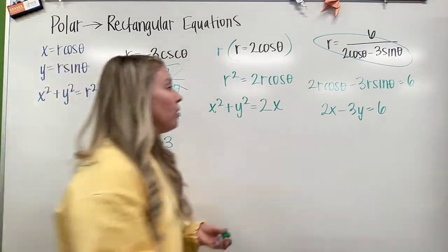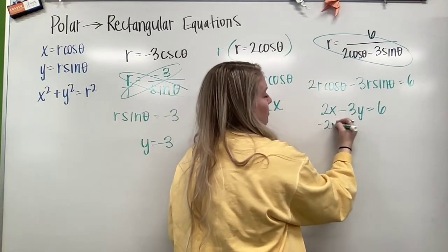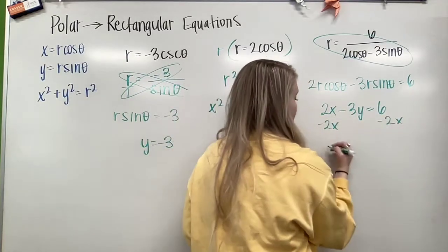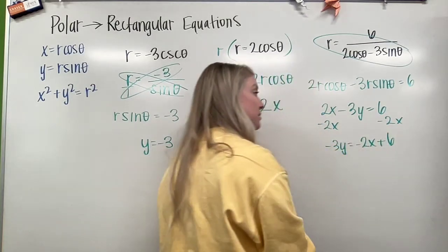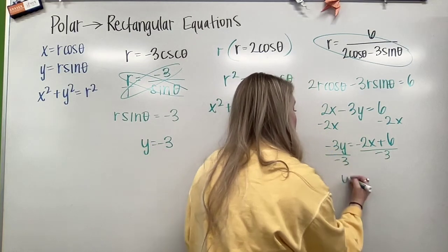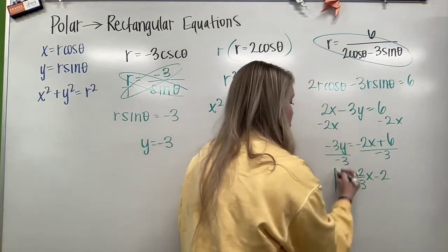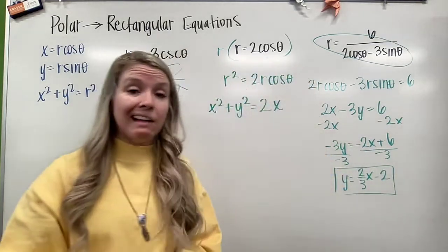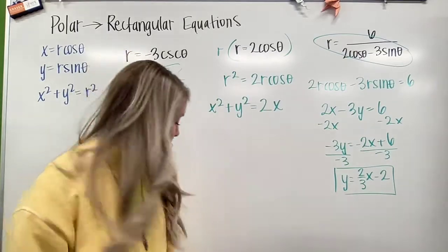Again, for example, we're used to seeing y equals. So I could go ahead and minus my 2x over. So -3y equals -2x plus 6. Divide by -3. So y equals 2/3 x minus 2. And I'm just looking at a line with a slope of 2/3 and a y-intercept of -2.